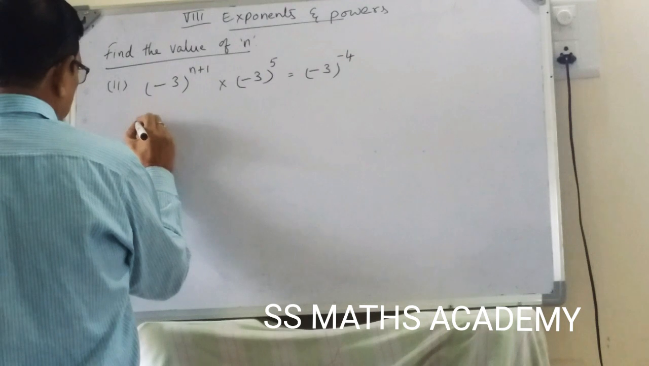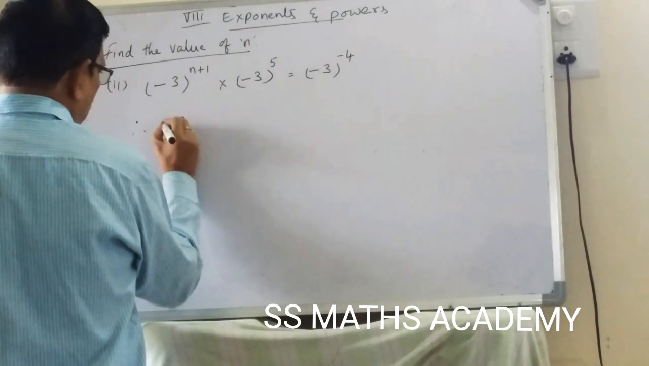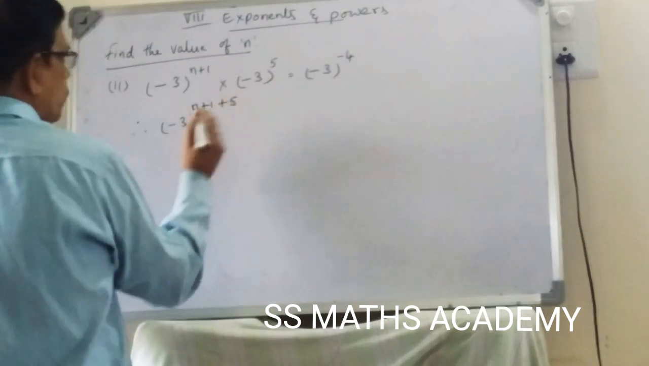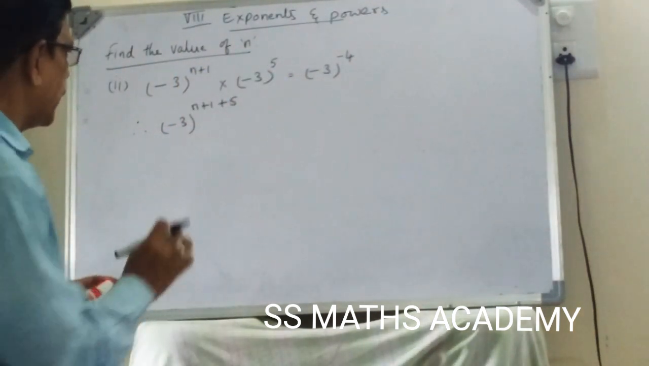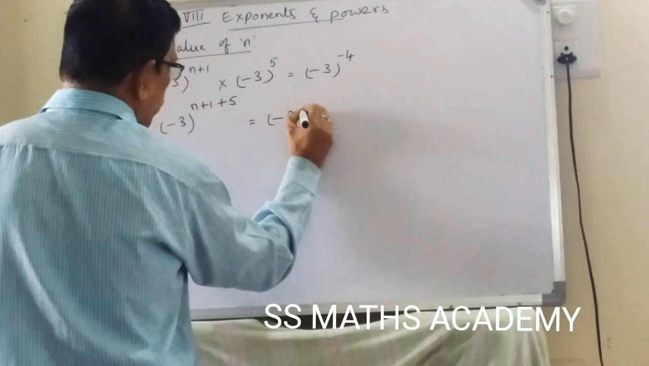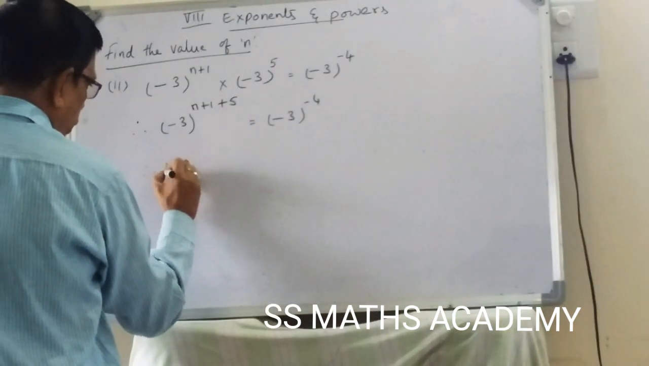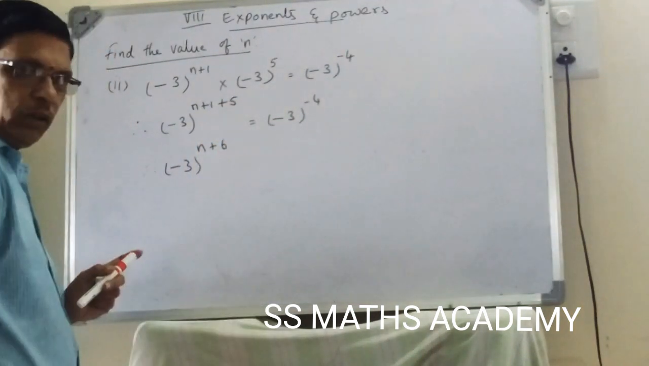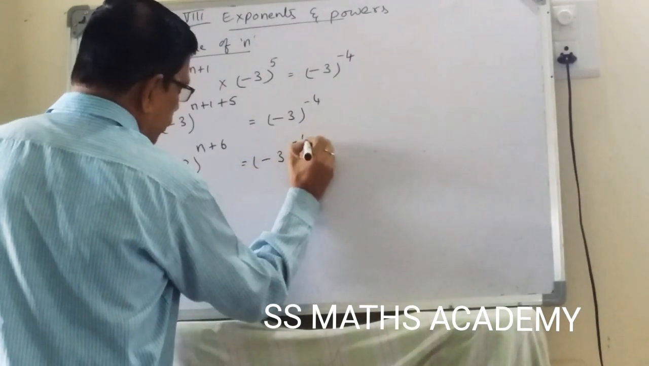Therefore what we need to do? We need to add up the powers: (-3)^(n+1+5). When the bases are equal, we add the two powers. So n plus 1 plus 5 is the power, equal to (-3)^(-4). We simplify this: (-3)^(n+5+1), and 5 plus 1 is 6, so (-3)^(n+6) = (-3)^(-4).